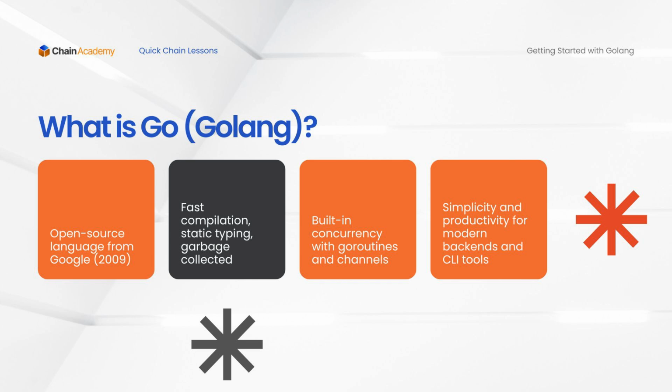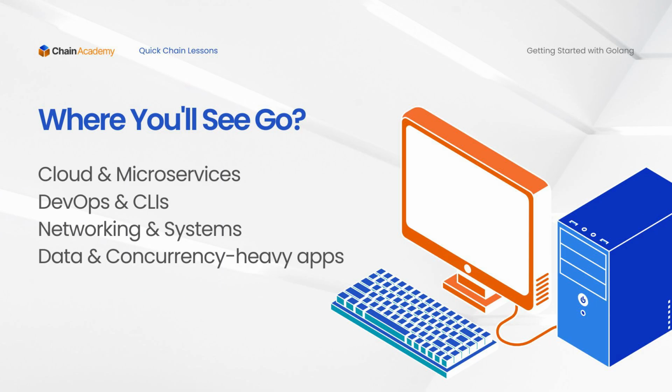Now, where will you see Go being used currently? Number one, we can see Go in cloud and microservices, like many backend APIs and containers. Examples of this are Kubernetes and parts of Docker's tooling, which are written in Go. For DevOps and CLIs, tools like Terraform and Hugo, a static site generator, are written in Go.